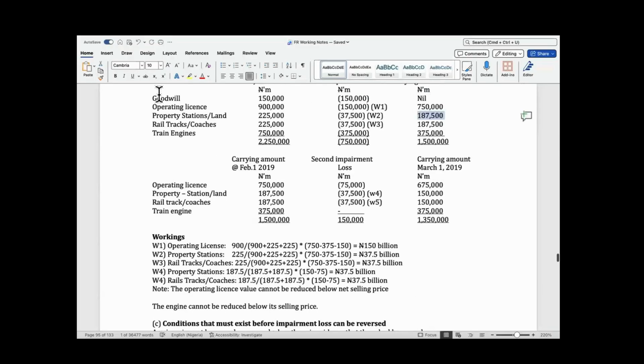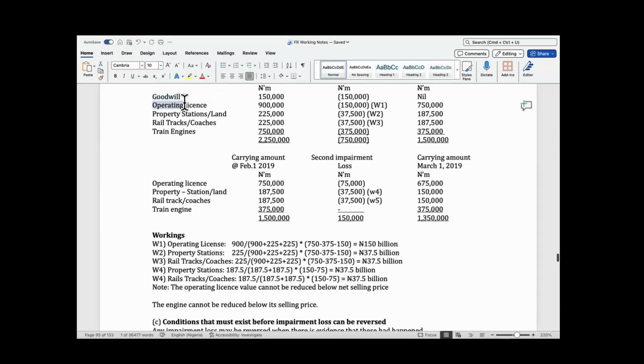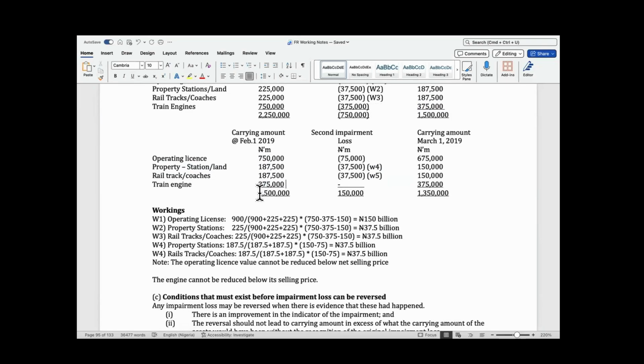The goodwill is gone, so no more. So I started from the license. So license, the value is now 750. I'm taking it from here. Property stations, 187.5, this. Road tracks, 187.5, this. Then the train engine, 375, that is undamaged. So I need to allocate impairment loss to this.